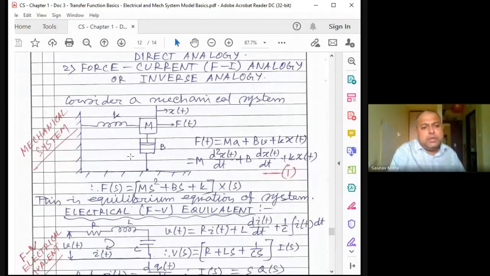So for the MBK system, now given input, concentrate, this is the main part we are entering. Given force is Ft. So Ft is the force that I'm giving, and it is actually equal to Ma, mass into acceleration.